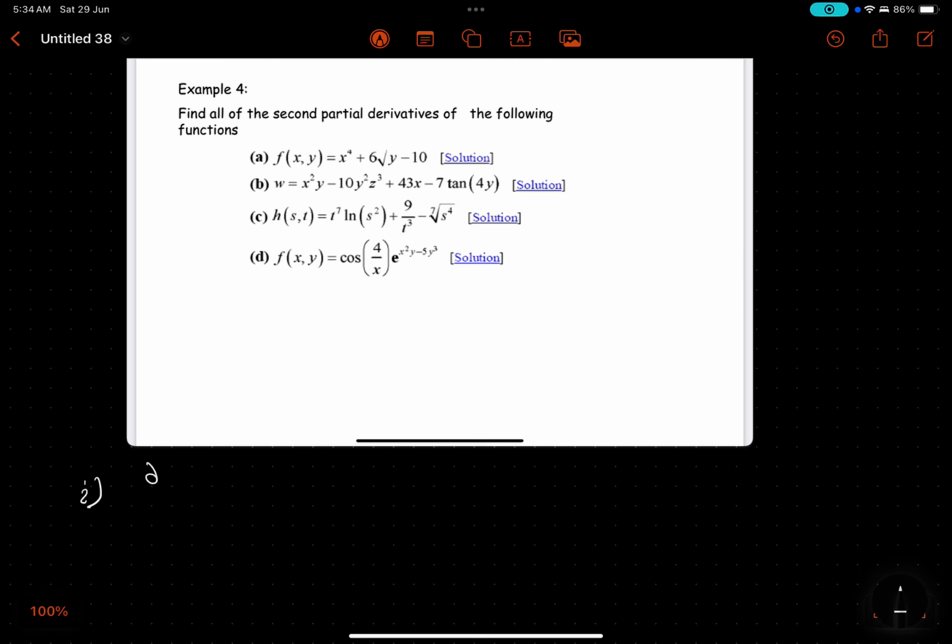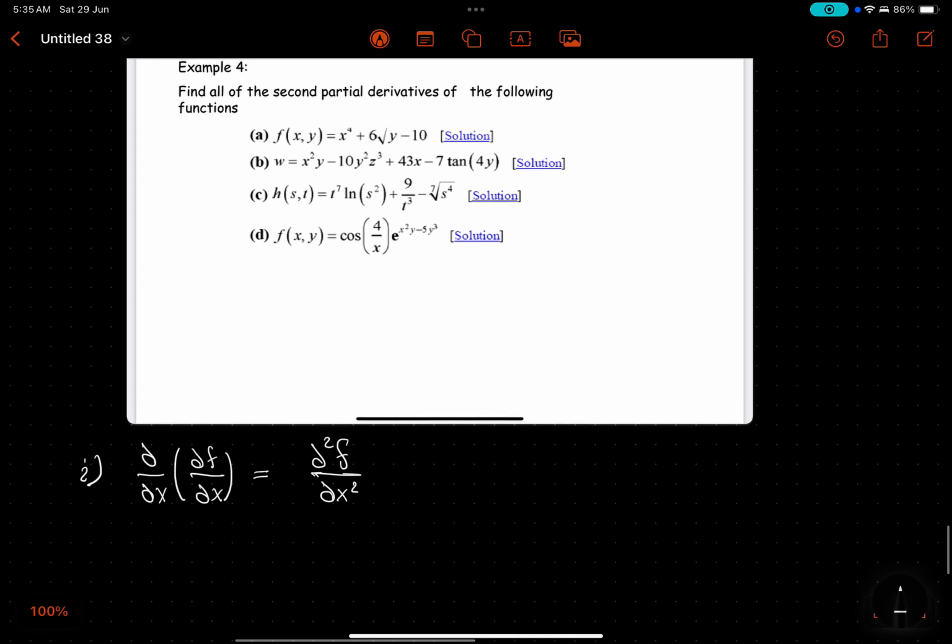So the first option is that we differentiate f with respect to x first, and then we differentiate it again with respect to x. So this is our first option, which is basically d squared f over dx squared. Now this is our first way to getting the second partial derivatives.